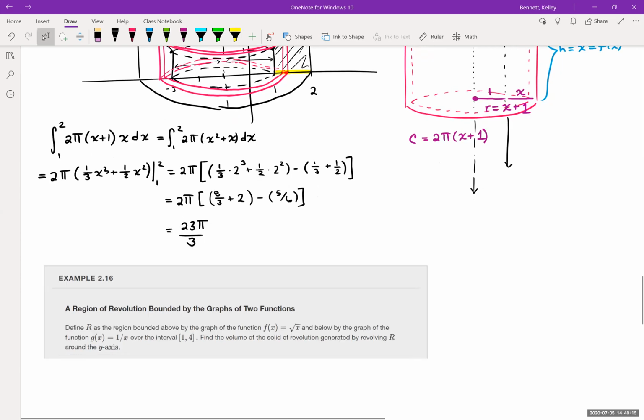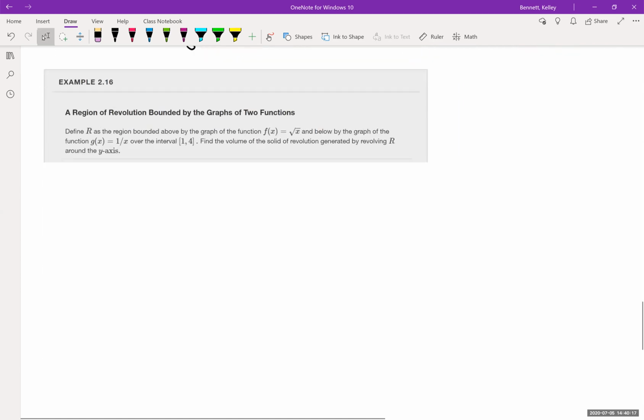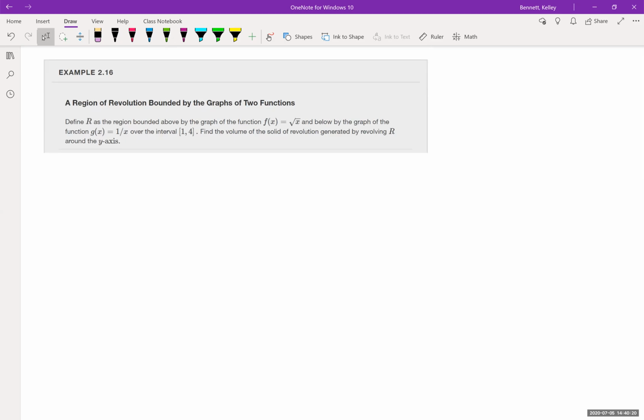Okay. Further complicating things is considering maybe we're not bounded to the left or bounded below by an axis, like maybe we're bounded by another graph itself. So now we have two functions, f of x equaling the square root of x and g of x equaling 1 over x. And we're given an interval, and we're going to actually have more of a complex shape. So we're going around the y-axis again. And we're on the interval from 1 to 4.